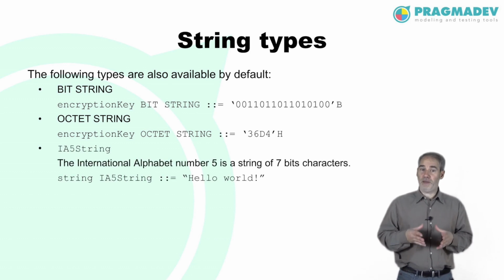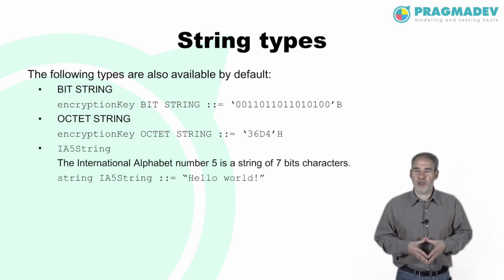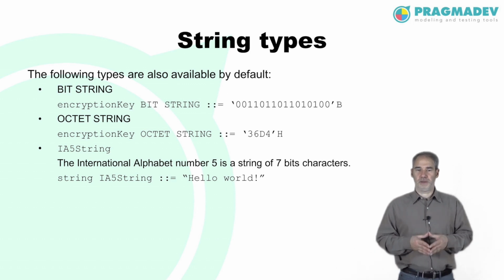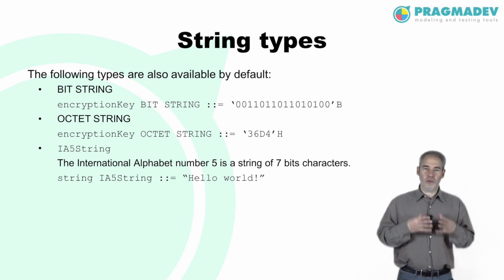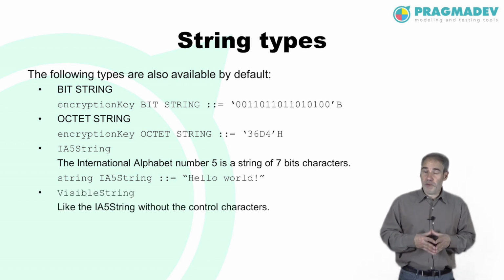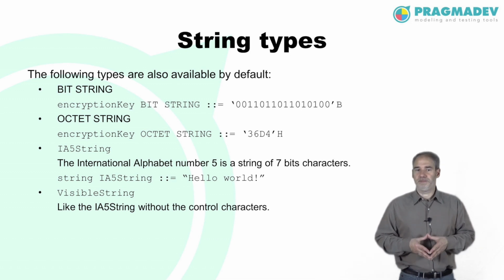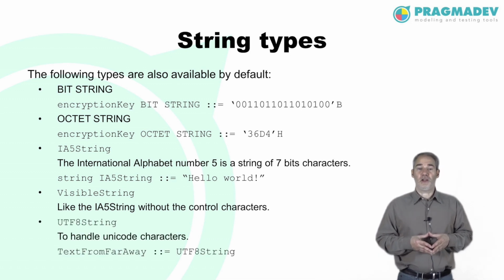The IA5 string is a way to describe a string of the good old 7-bit characters. An IA5 string value is written between double quotes. The IA5 string includes control characters, while the visible string does not. There exist other predefined string-based types in ASN.1 that are not discussed here.